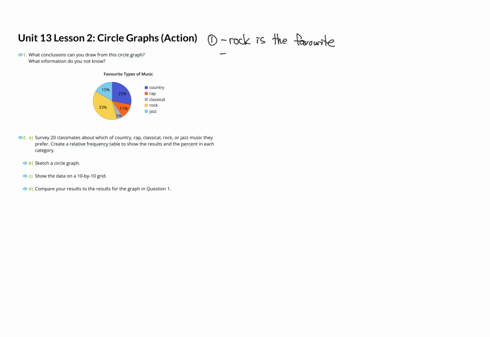I think the least favorite is this gray one, which is classical. So I could say classical is the least favorite.